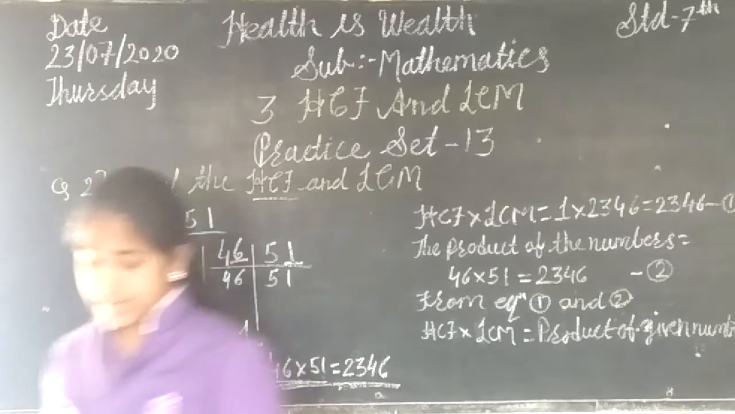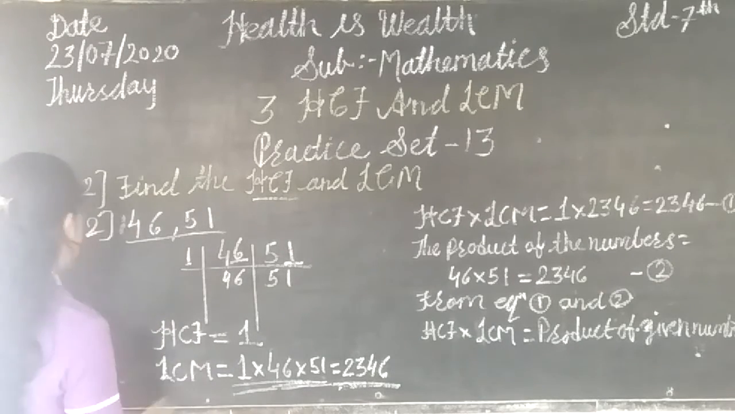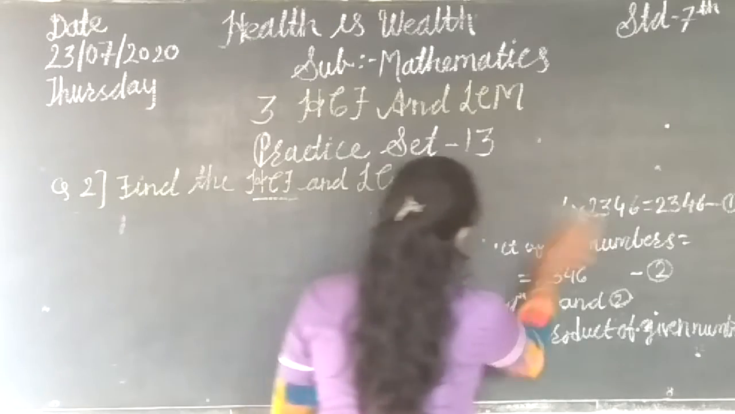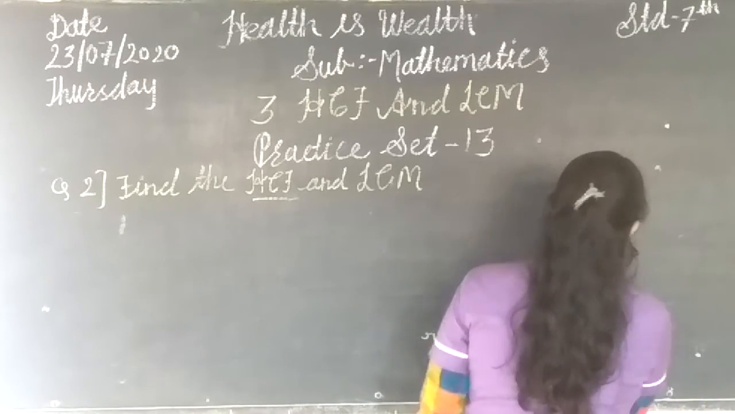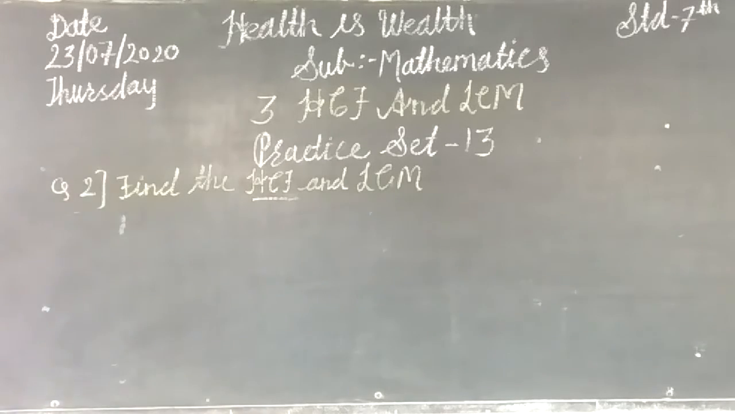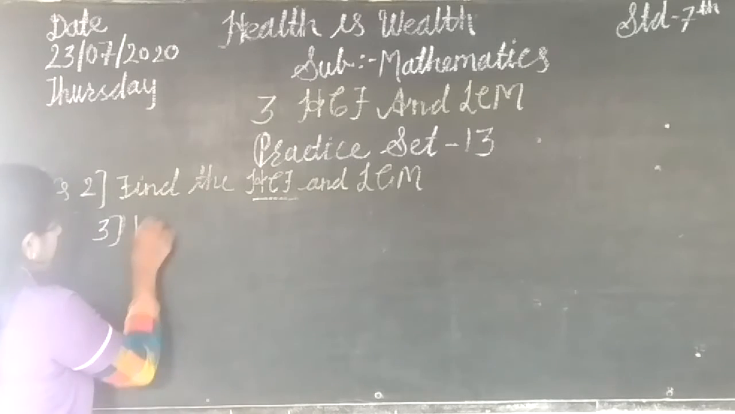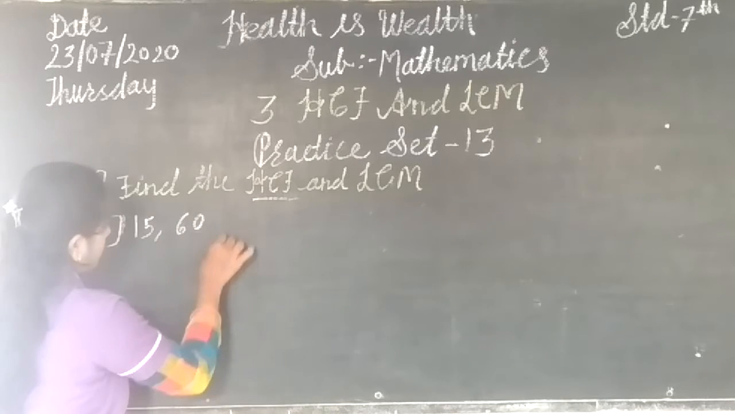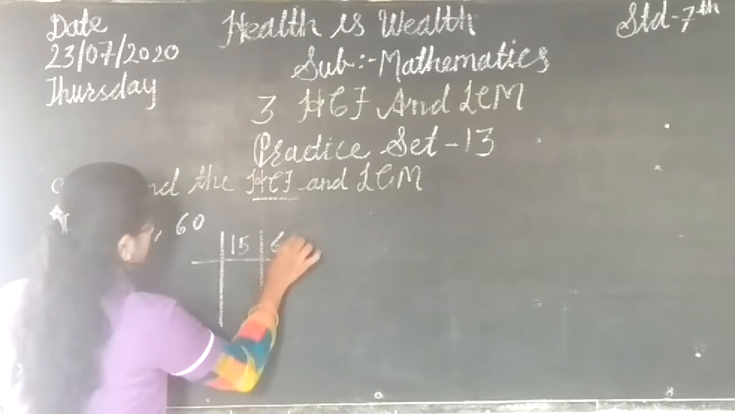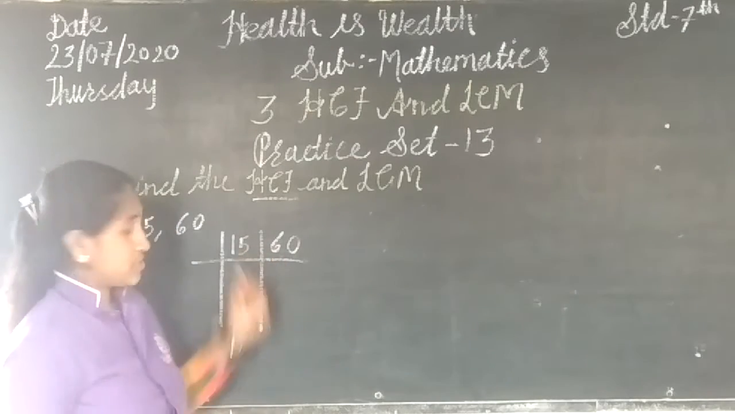Okay, then next, see which is the third number. What is given? See the third question, 15 and 60. Okay. Here we can find the common numbers, right?